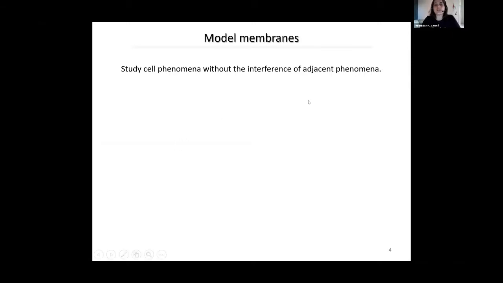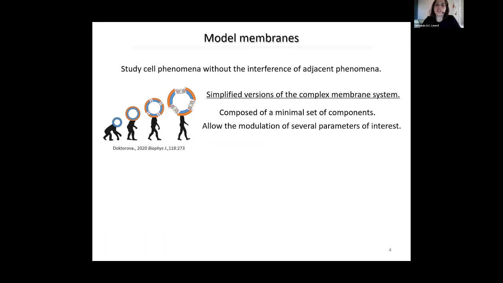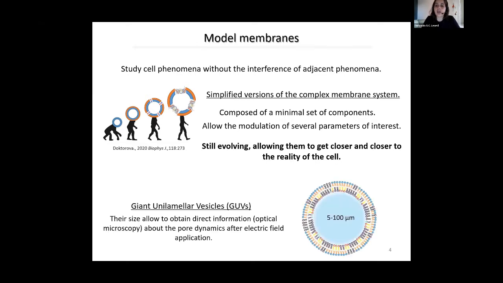Model membranes have been widely used to study cell phenomena without the interference of adjacent phenomena. They are simplified versions of the complex membrane system, being composed of a minimal set of components, and they also allow the modulation of several parameters of interest, such as the composition. And they are still evolving, allowing them to get closer and closer to the reality of the cell. Among all the existing models, giant unilamellar vesicles, or GUVs, are the most suitable, since their size allows us to obtain direct information about the pore dynamics after electric pulse application under an optical microscope.